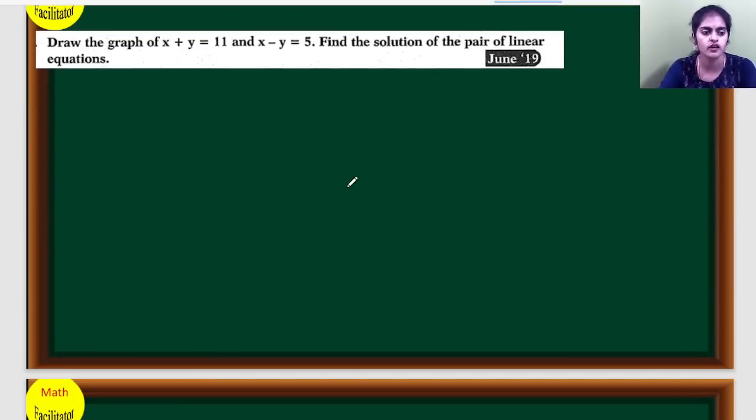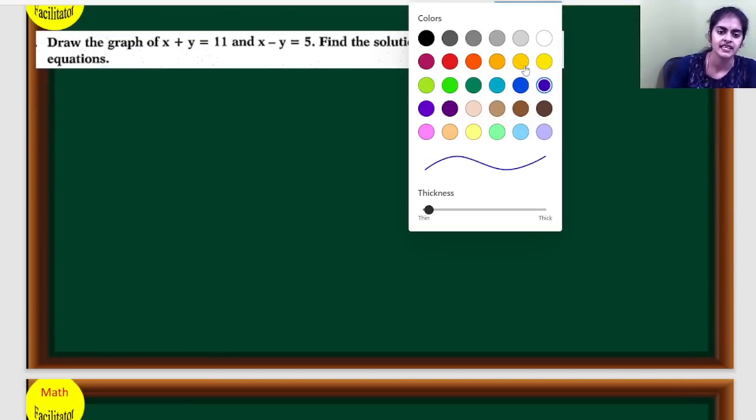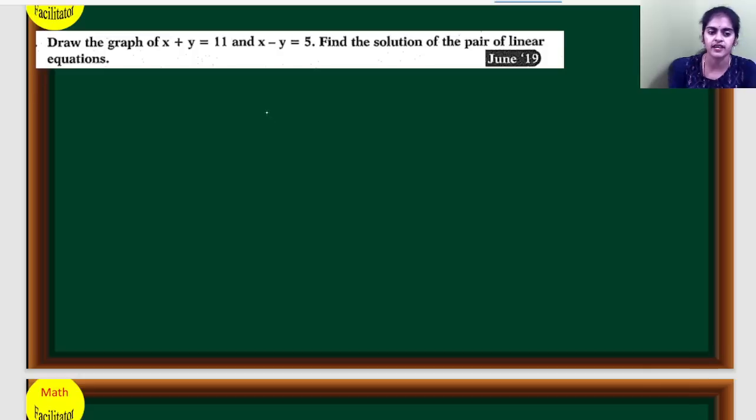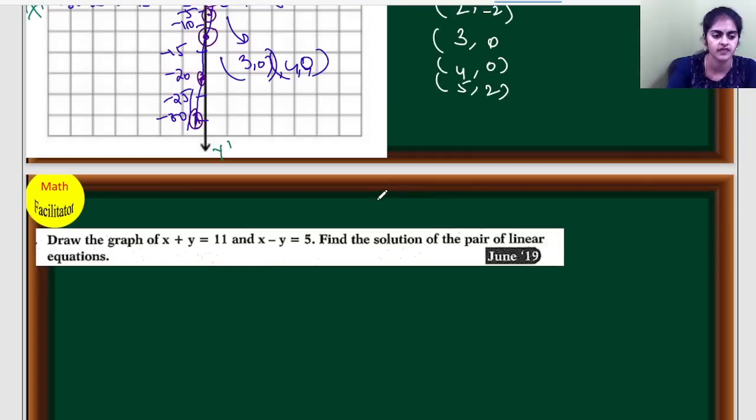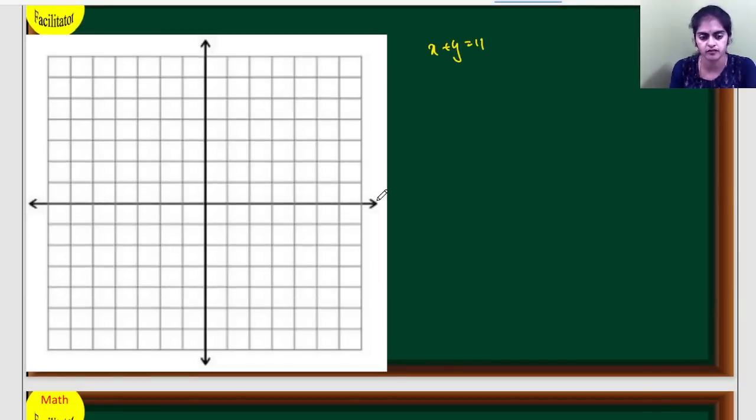Now next question: draw the graph of x plus y is 11 and x minus y is 5 and find the solution. So x plus y is 11 and x minus y is 5.